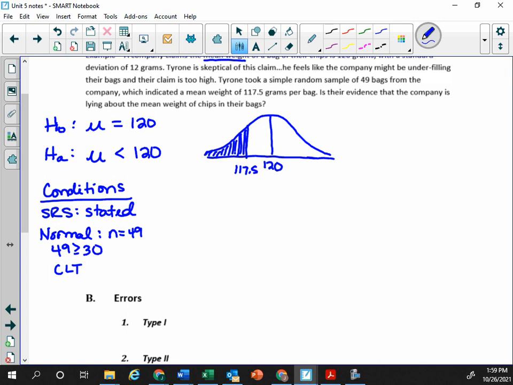Okay, so let's figure out how to calculate this. We still want to write out what we know. Just list it so you've got it all when you go to do this on your calculator. We know our sample size is 49. We know our x bar is 117.5. We know our mu is 120 grams. And we know our sigma is 12 grams.